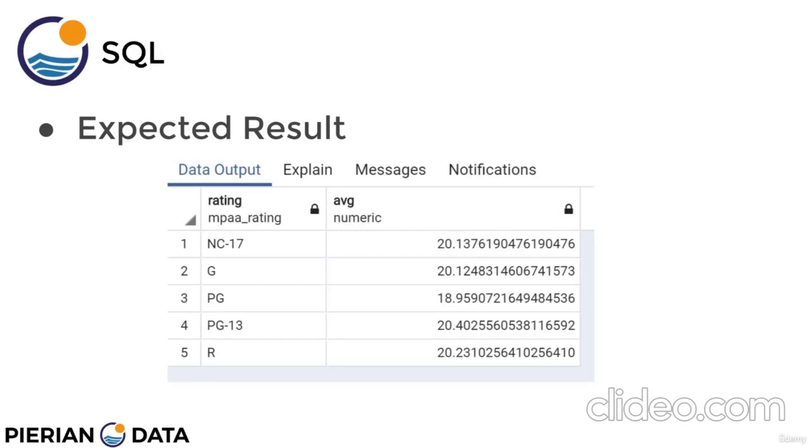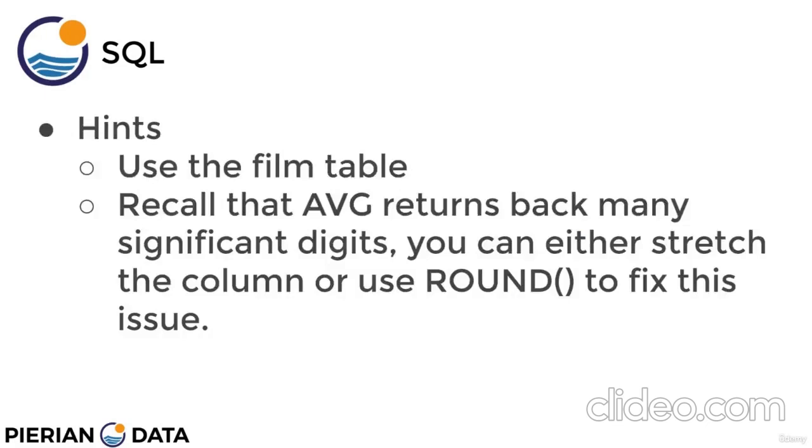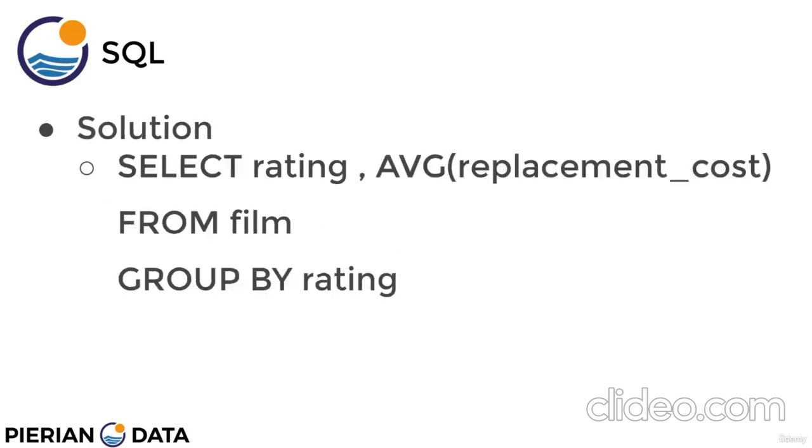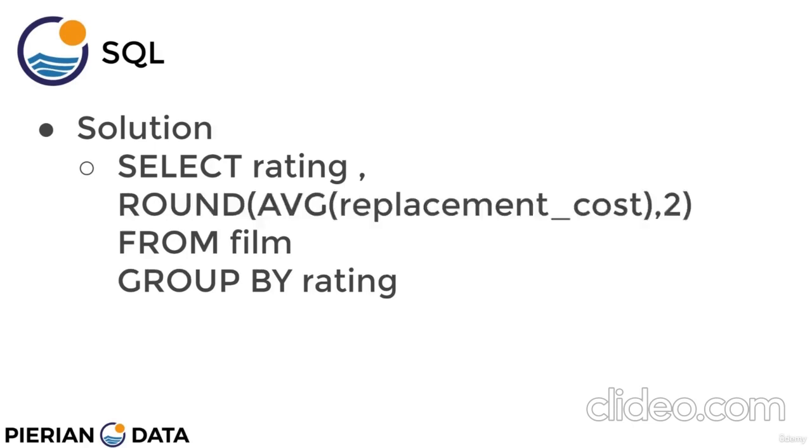Here come some hints. The hint is to use the film table and to also recall that average returns back many significant digits, so you can either stretch out the column as you just saw or you can use the round function to fix this issue. And here comes the solution. So the solution is to select the rating column and then apply the average function on the replacement cost column from the film table and then group by rating. As we previously mentioned, the average function produces many significant digits past the decimal point. So if you wanted to, you could pass this into round and then only select 2 places past the decimal.